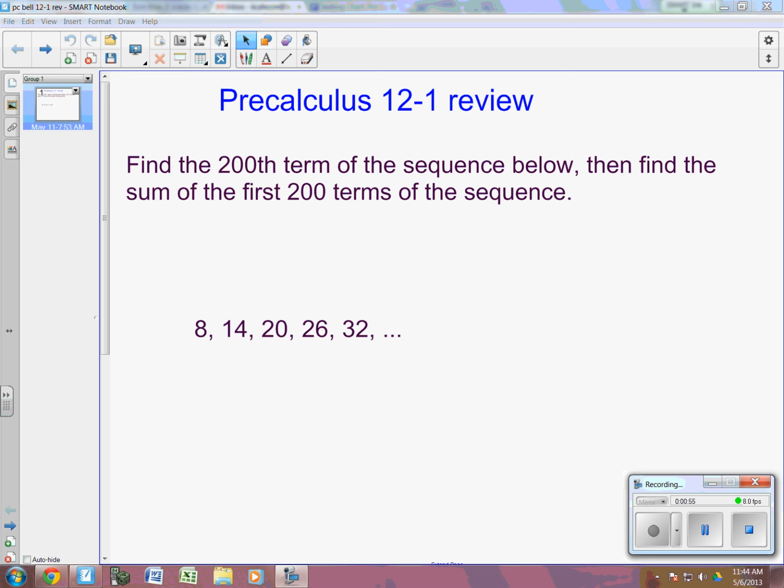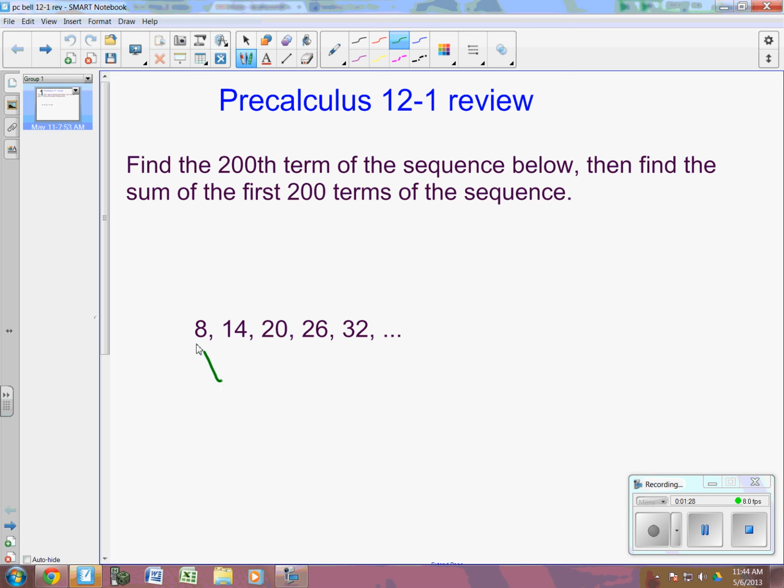Okay, find the 200th term of the sequence below, then the sum of the first 200 terms of the sequence. So who wasn't here besides Maddie last time? This sums up what we learned in 12-1 right here, okay? We have a formula for finding the nth term of an arithmetic sequence.